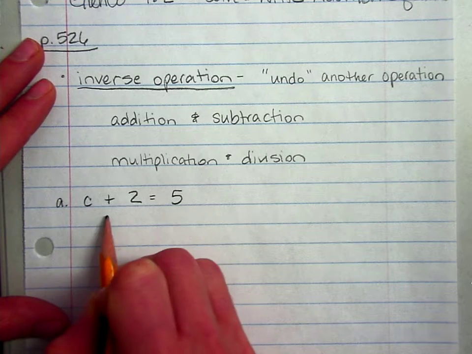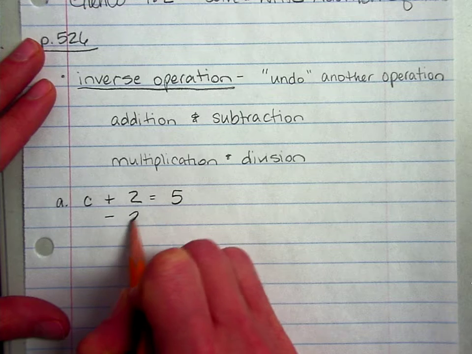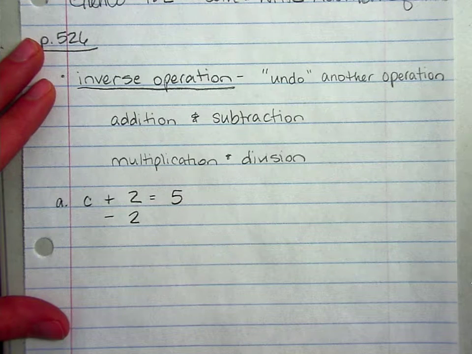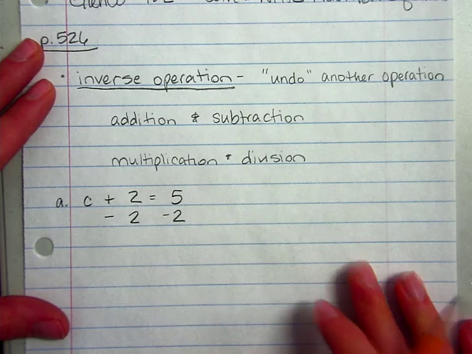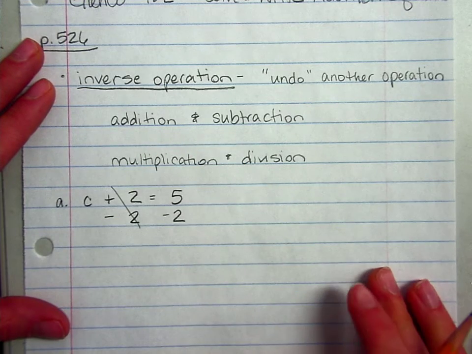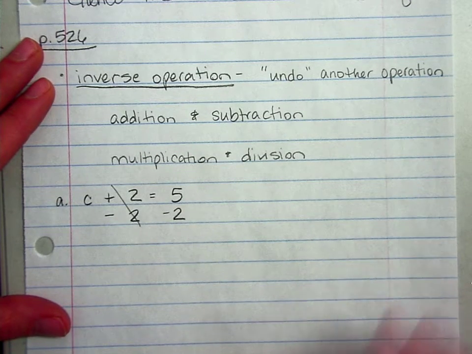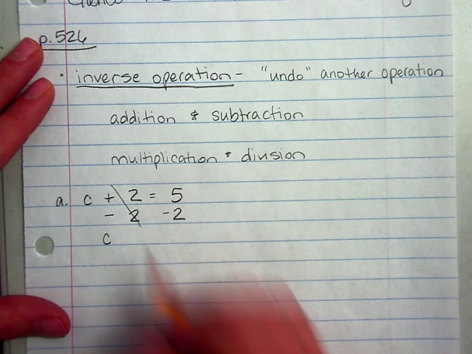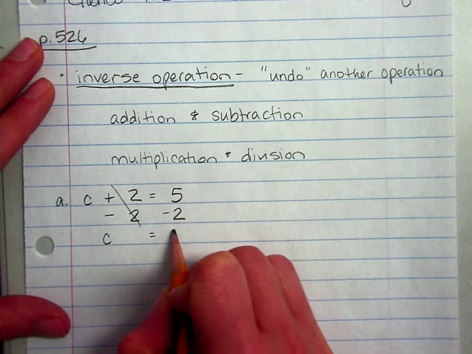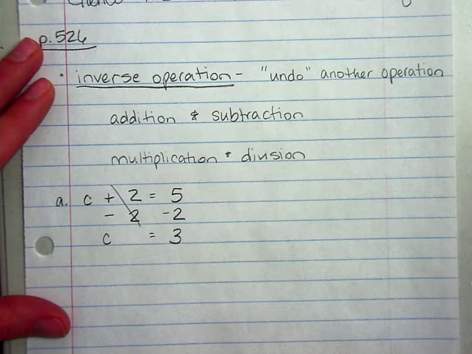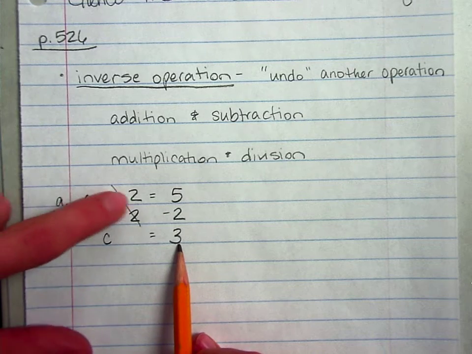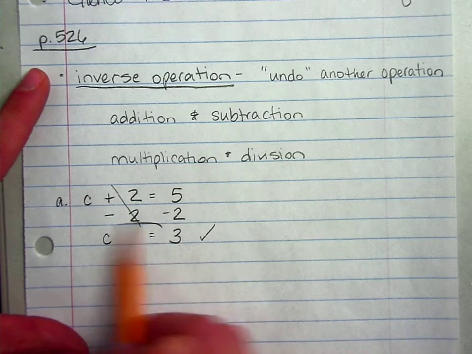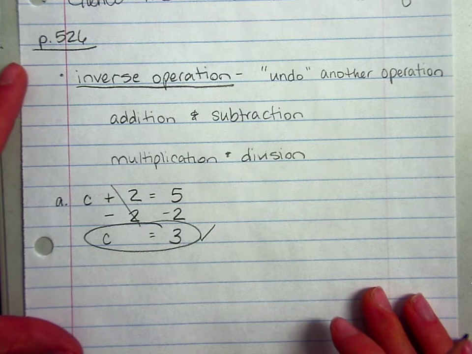So what we'll do is the opposite, which is subtract 2. And with an equation, what I do to one side of the equation, I must do to the other side. Then it will cancel out those inverse operations. It leaves c by itself. 5 minus 2 is 3. So then I'm going to check my answer. If I put a 3 here, 3 plus 2 equals 5. My answer checks, and then I know I have it correct.